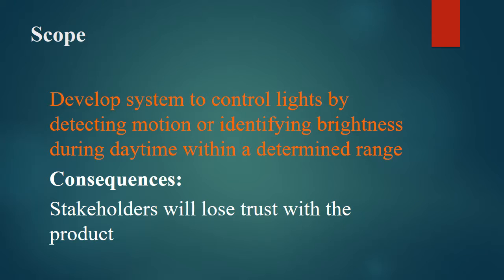We develop a system to control lights by detecting the motion within that room and by identifying the brightness during daytime within a determined range. By analyzing the number of people inside the room, whether there are people or not, we want to decide whether or not the light should be on or off. The consequence if we can't deliver this with our system is that stakeholders will lose trust in us because we're not giving them what they want and we can't save them any money at all.